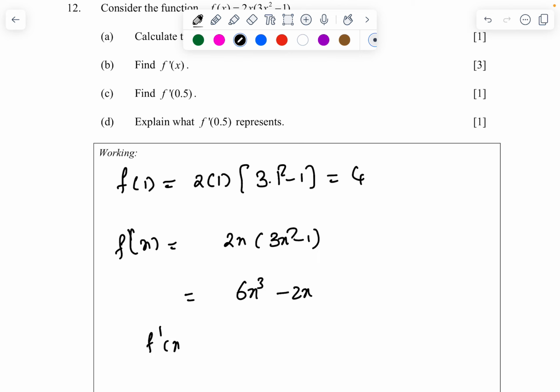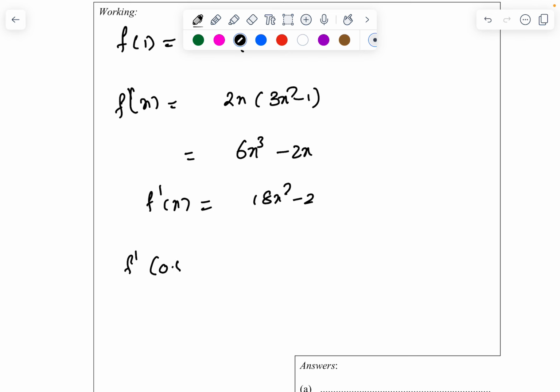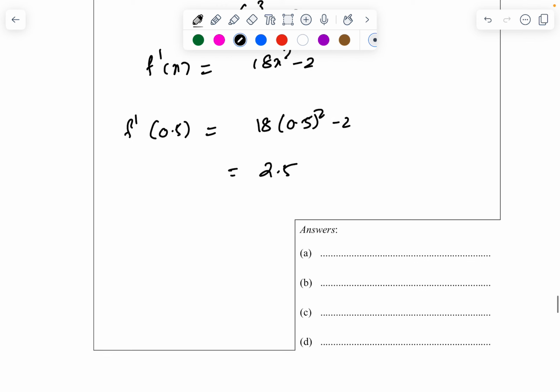So what will f prime x become? 18x square minus 2. Then f prime of 0.5. Plug in that one, 18 times 0.5 whole square minus 2, which is going to be 2.5. Explain what f prime of 0.5 represents. It represents the gradient of the graph of f of x at x equals 0.5. That's going to be the answer.